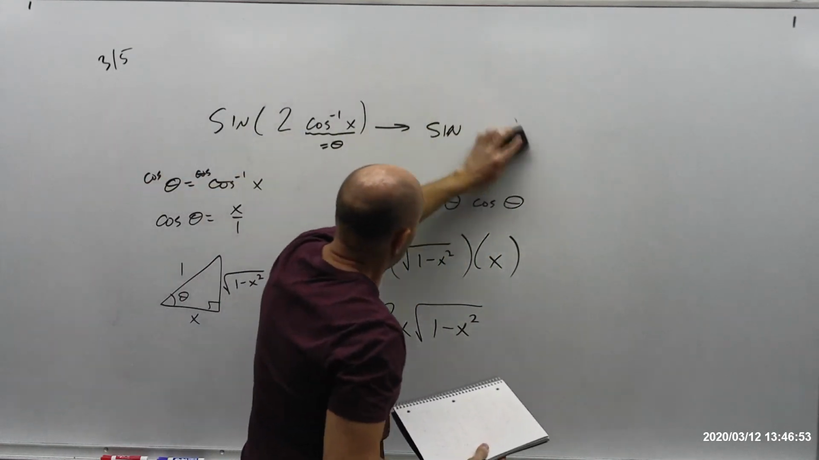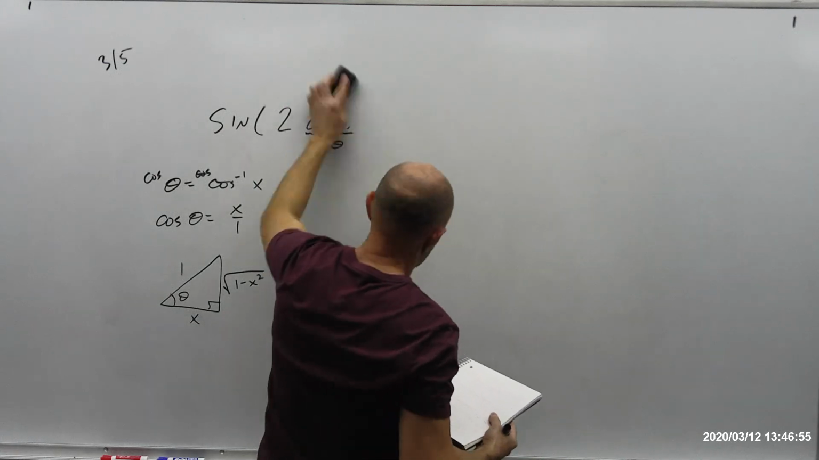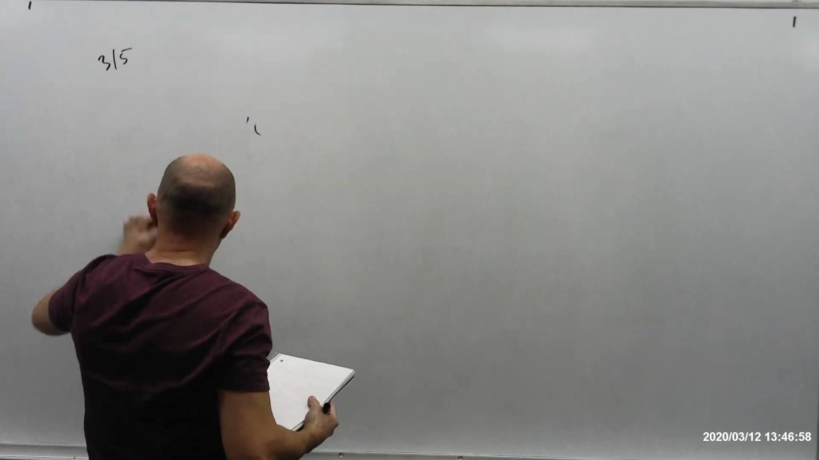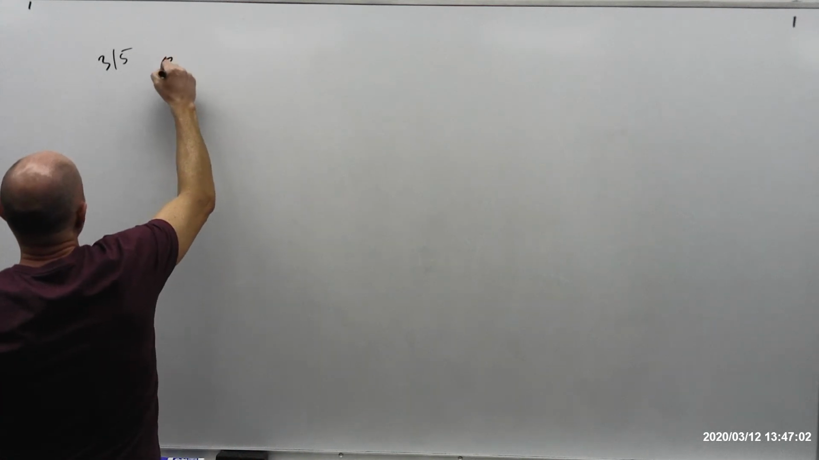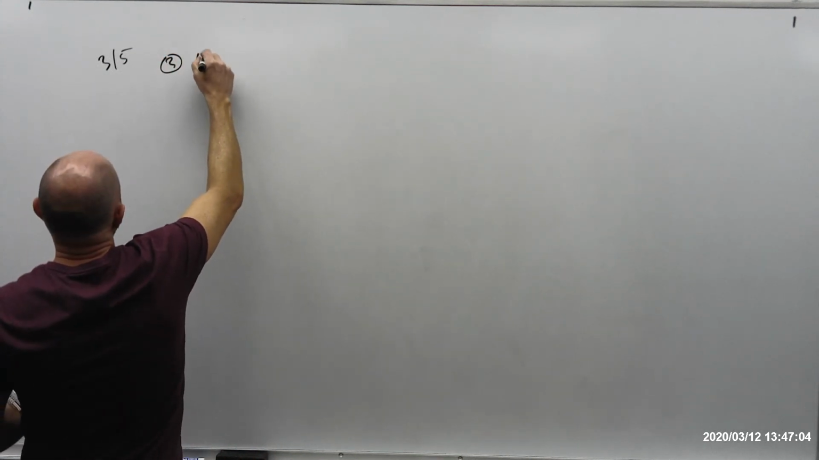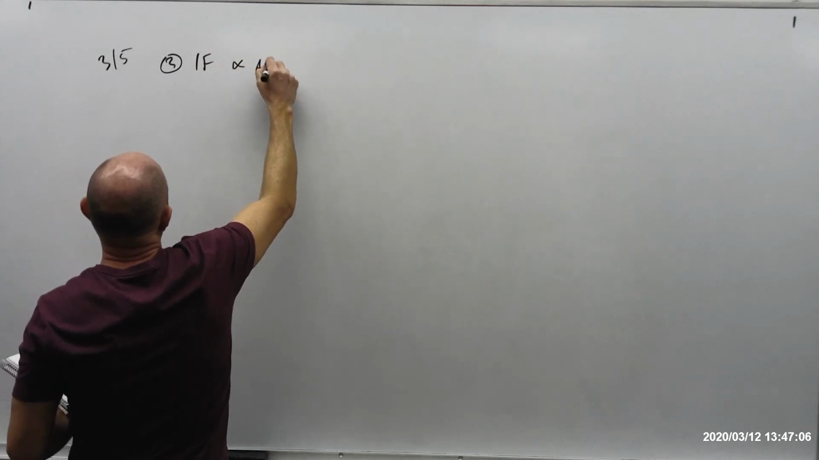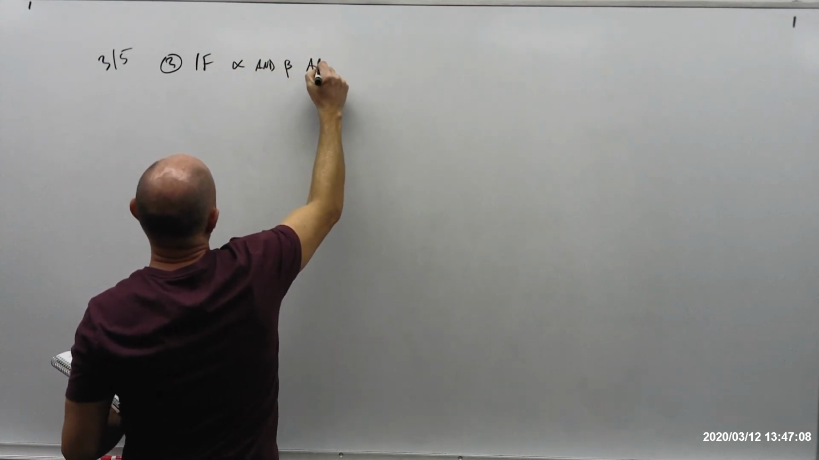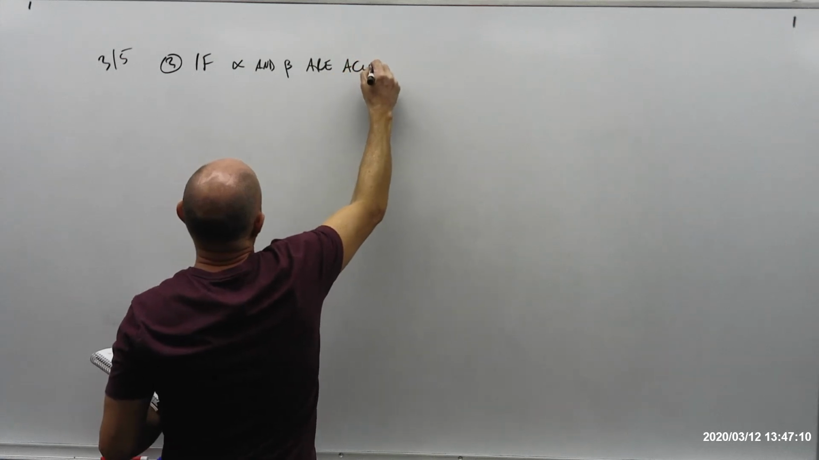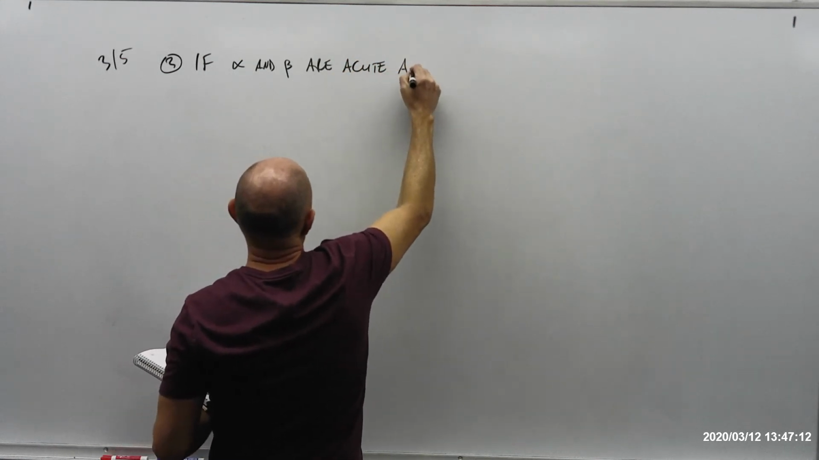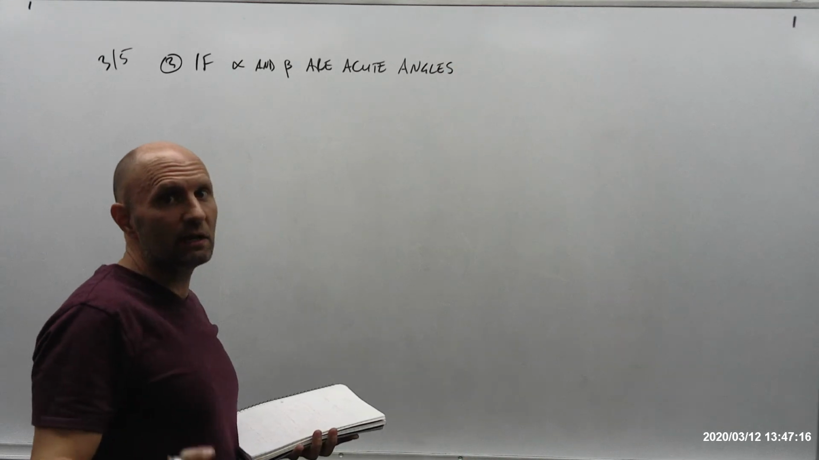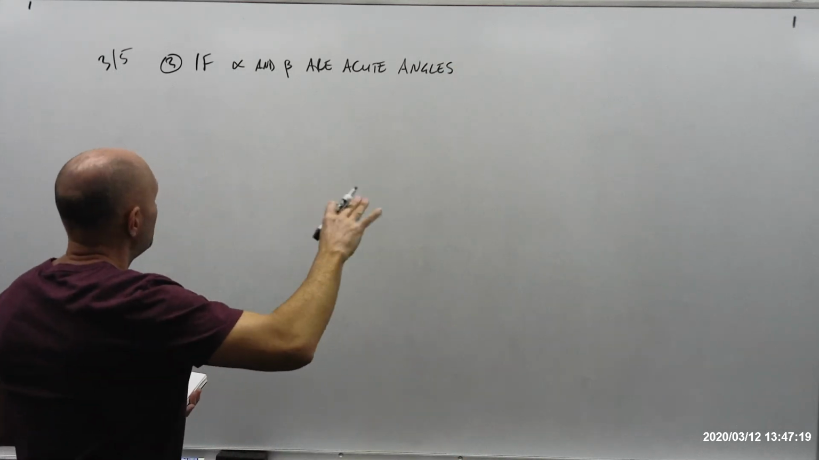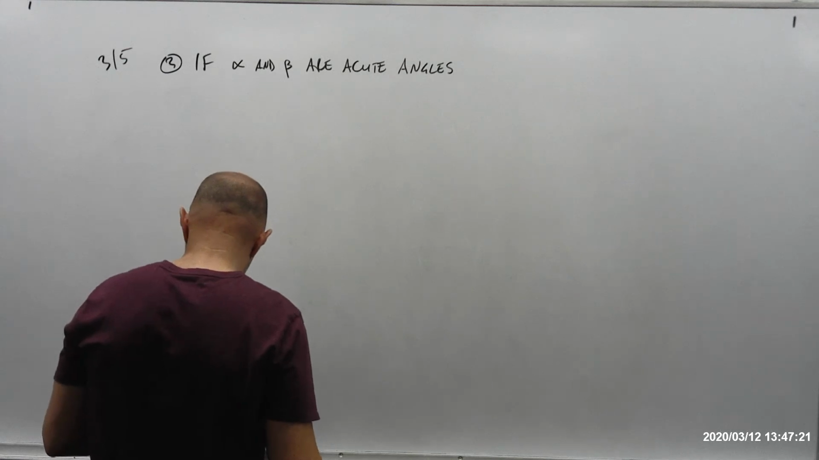All right, and then the last one for this date is sort of our tricky wording one, but I want you to know this. It's if alpha and beta are acute angles. So acute means what? Less than 90. Where are angles less than 90? Quadrant 1. So alpha and beta are both in quadrant 1.